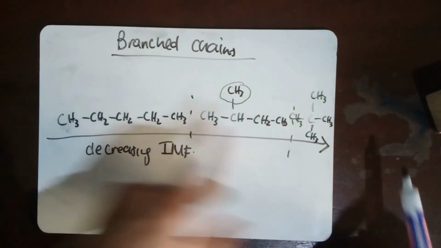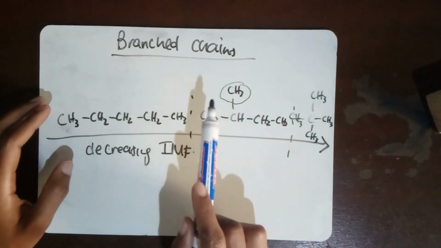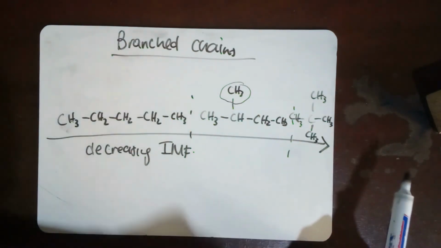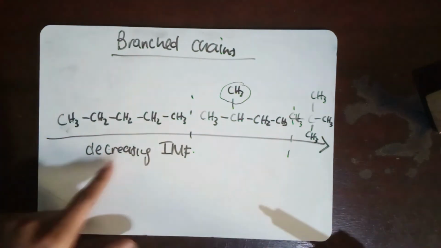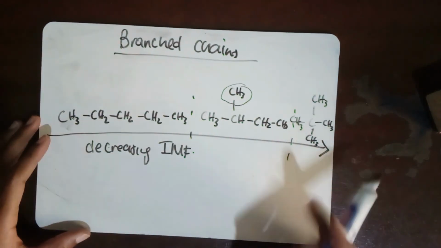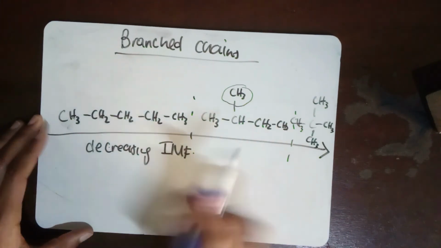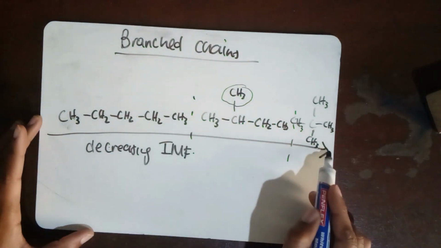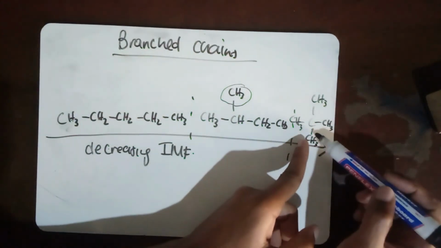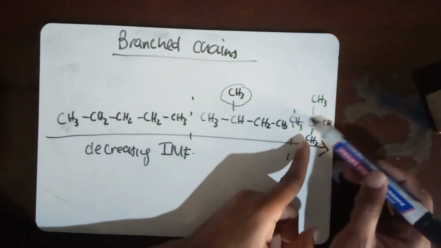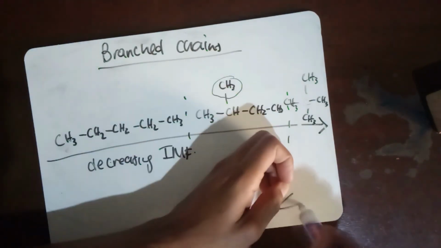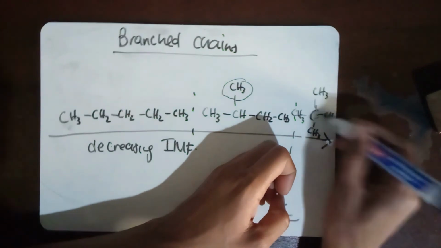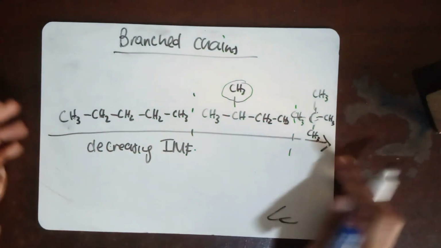So what happens is that more branching results in a smaller surface area, and then the strength of the intermolecular force will actually decrease. So this is organized in terms of decreasing IMF. This means that this compound here at the end has the weakest intermolecular force if we compare it to the one on this other side.